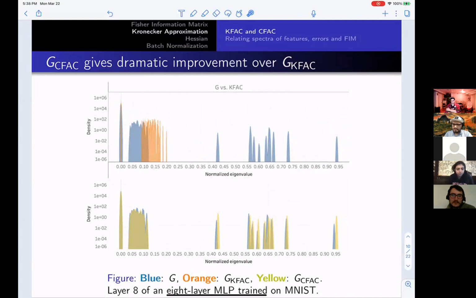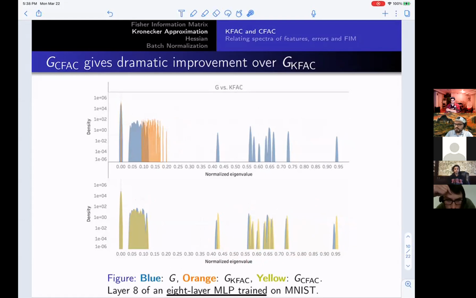The second thing you can see is that the approximation of KFAC is not approximating correctly the top eigenspace or the mini bulk, right? Because it's just a different distribution. Do you see it's different, non-overlapping? And you can also see that the approximation of CFAC is correctly approximating the top eigenspace as well as the mini bulk, right? So this is just for a single layer.